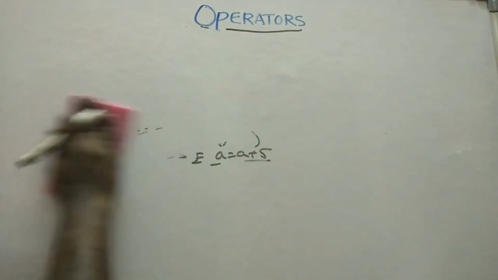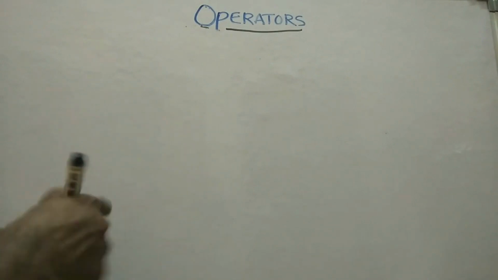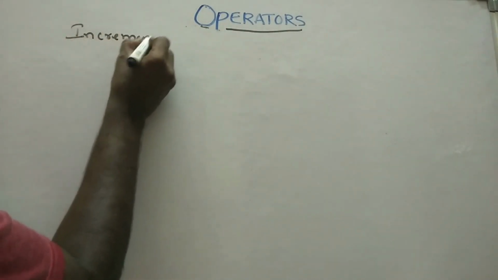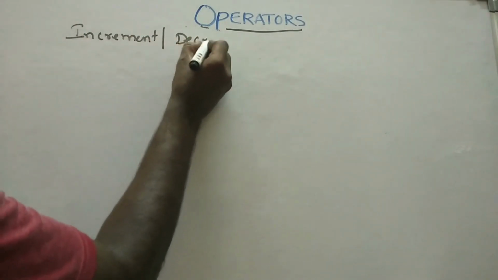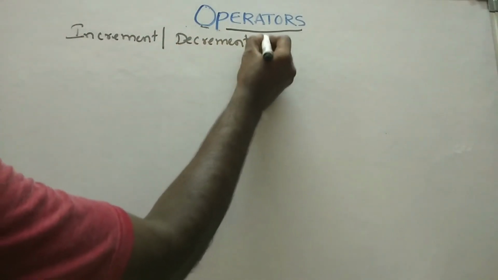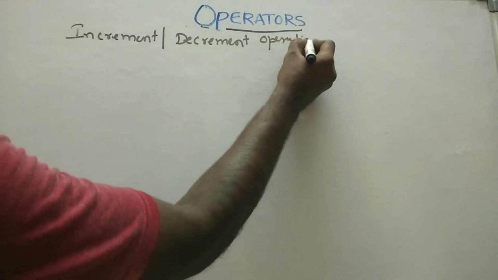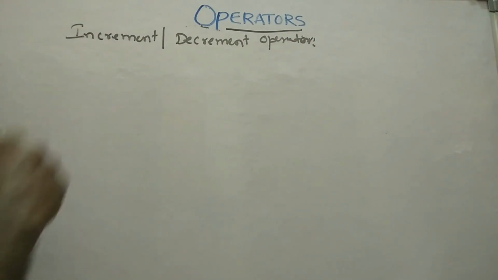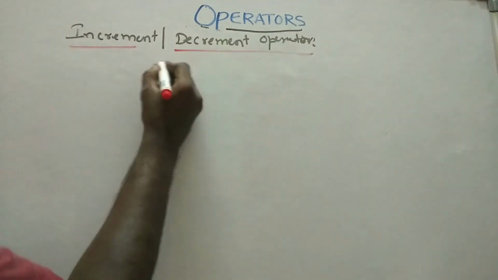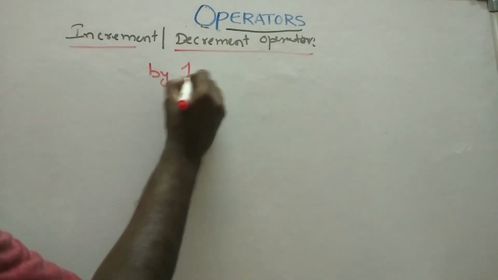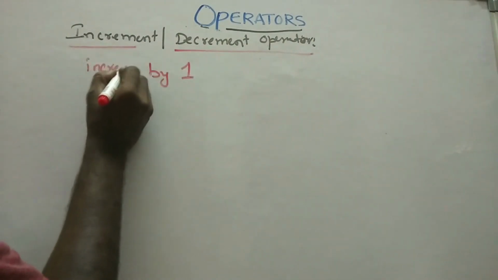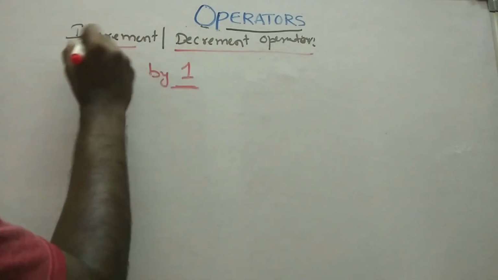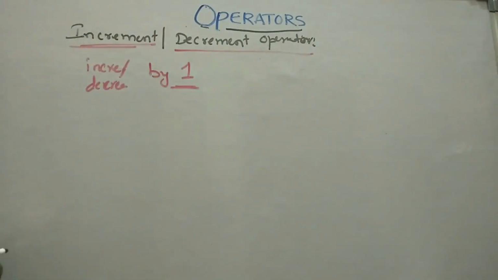And the next one is the increment or decrement operator. What is meant by increment or decrement operator? The value is either incremented or decremented by 1. That operator is called increment or decrement.